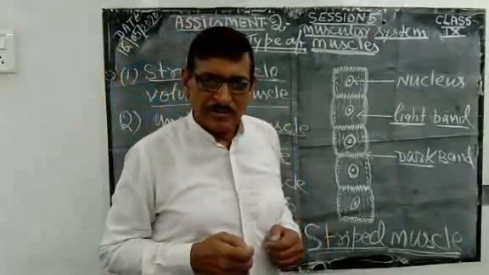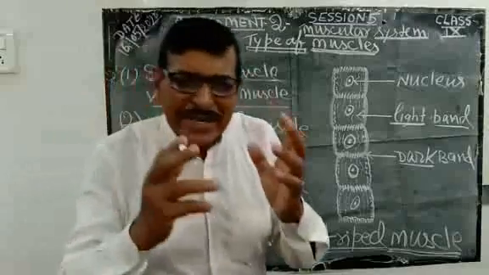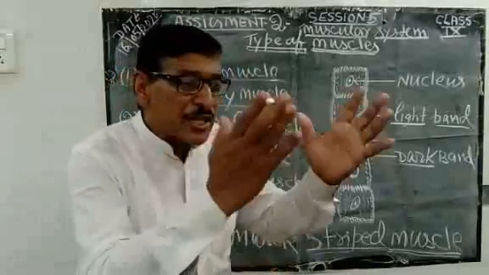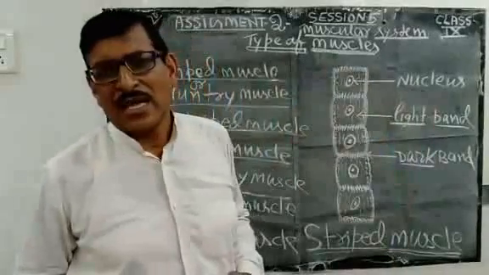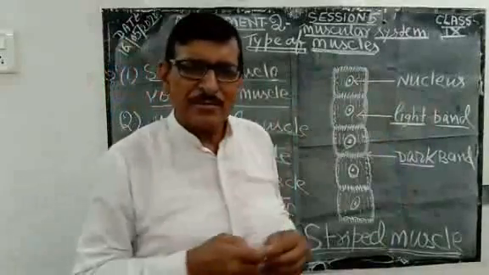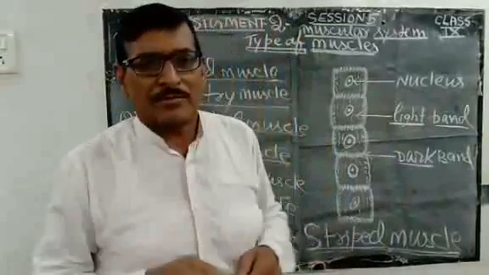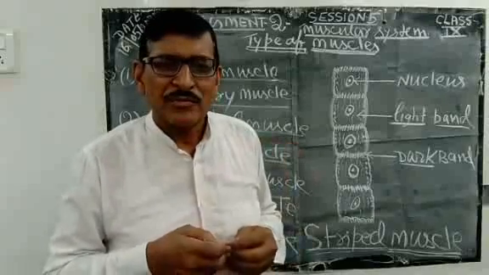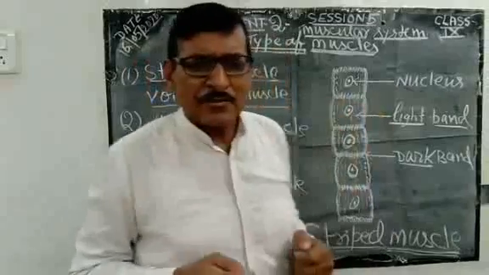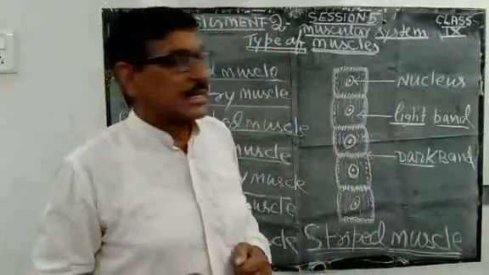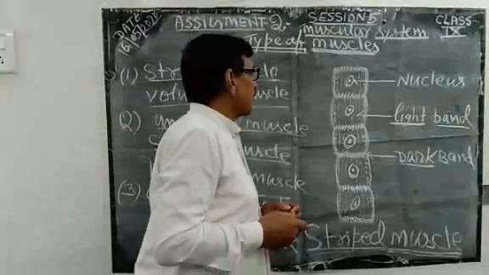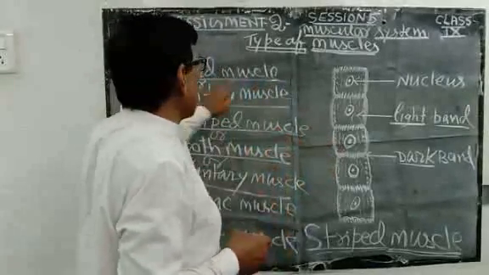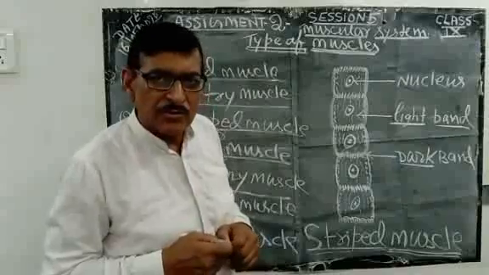Second point, fatigue comes in them due to continuous working. And last, when we see through the microscope, we get fiber-like thin threads. That is all about the striped muscle and its features. Are you clear?